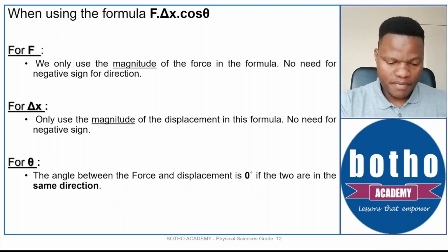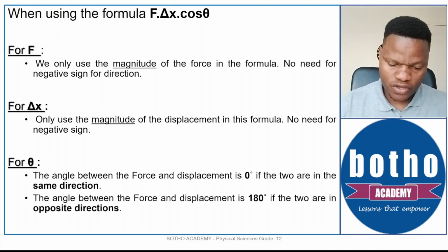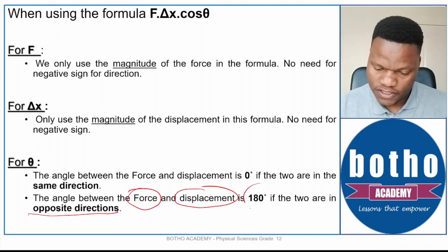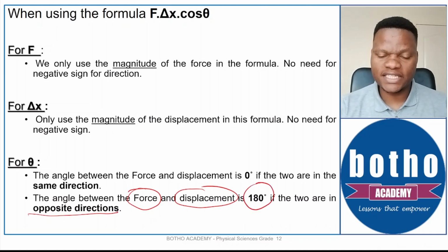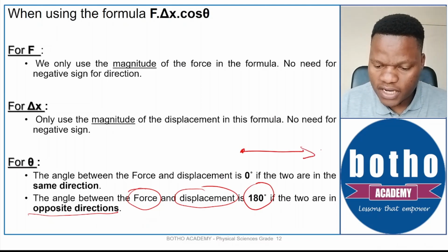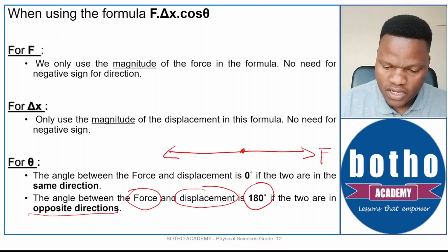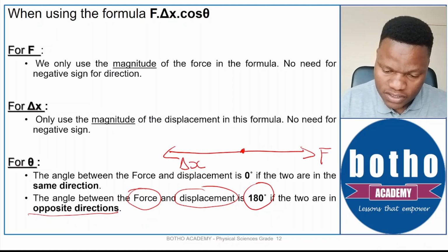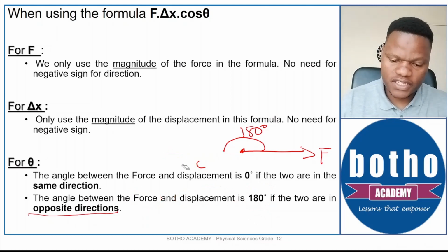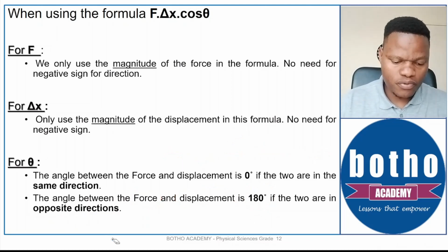Okay, now what happens when the two are in opposite directions? So if the force is to the left and the displacement, for instance, is to the right, it means the two are in opposite directions, and in that situation your theta is going to be 180 degrees. That makes sense because if you think about it, if you have this force going to the right this side, but the displacement is to the left, the angle between these two lines, let's say this is delta x, the angle between these two lines starts from here all the way to that side, and that will be your 180 degrees. Okay, that's why we use 180 degrees if delta x and F are in opposite directions.